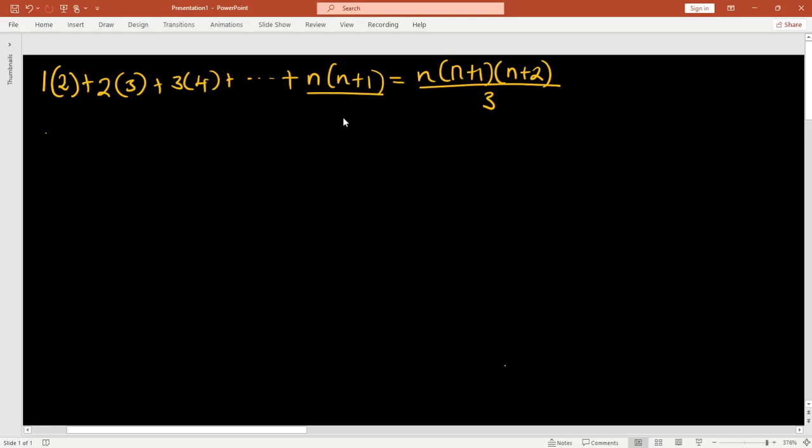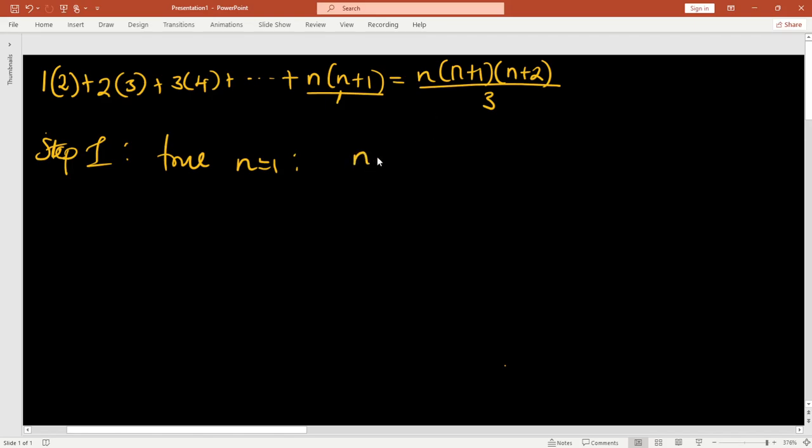We need to prove that this statement that we have here is true by mathematical induction. So the first thing that we get to do, or rather step number one, is we show that the statement is true for n equals 1. What this means is we're going to equate the left hand side to the right hand side.